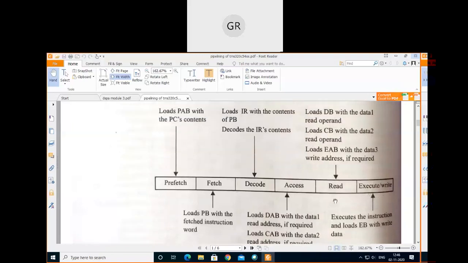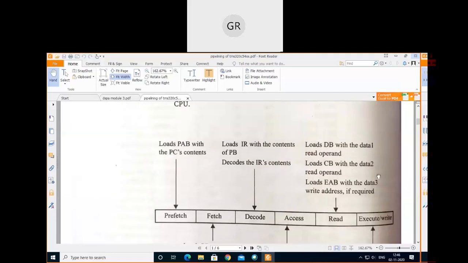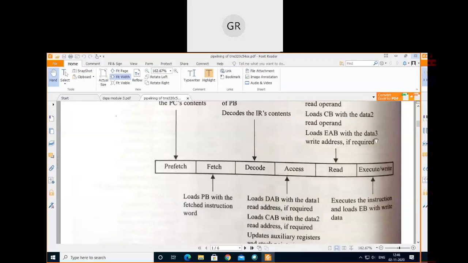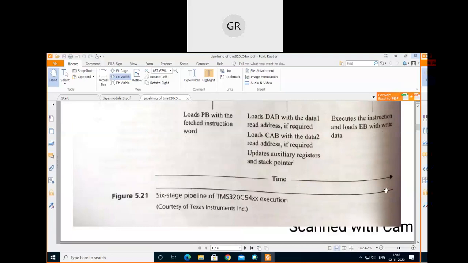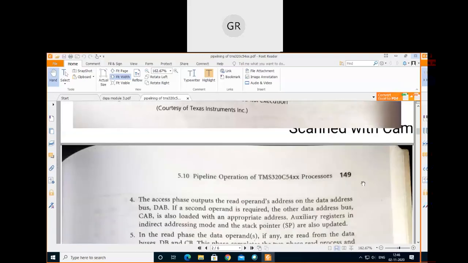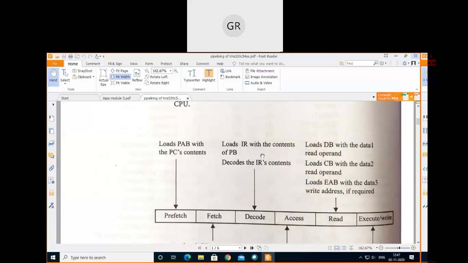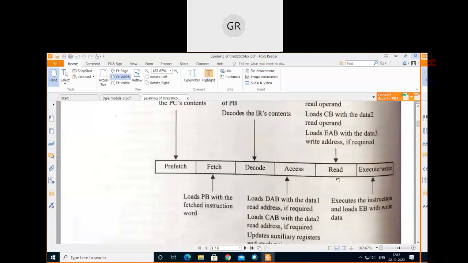Then read: here we can read the two operands. It loads DB with the data 1 read operand, and loads the CB with the data 2 read operand. Okay, then it loads the AB with the write address. Then it executes the instruction and loads EB with the write data. Here we can do the write operation after the execution. Just remember this table, okay, the 6 stages of the pipeline operation of the TMS320C54xx processor.